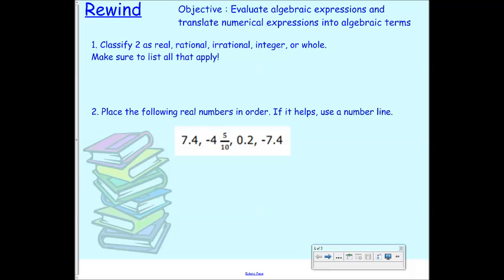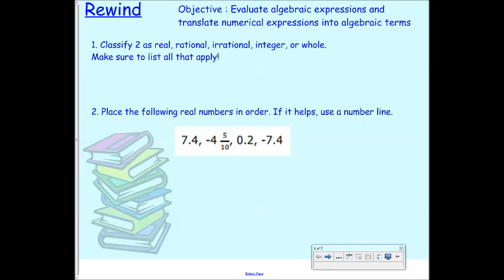Also, something like the square root of what would be irrational? 13 would be irrational. Good. What else would be irrational? The square root of a lot of other stuff like 11. What about square root of 16? That's 4. So is that rational or irrational? Rational. And it's also a whole number and a real number and an integer. Good. Very good.